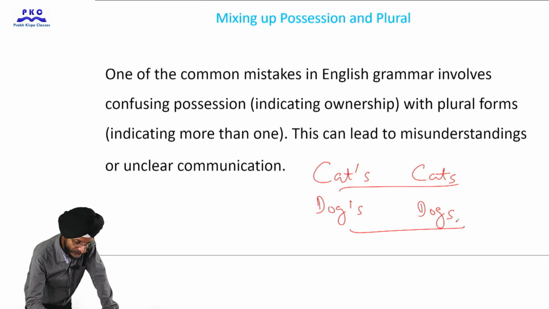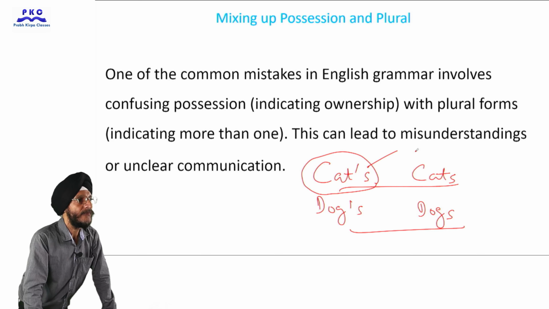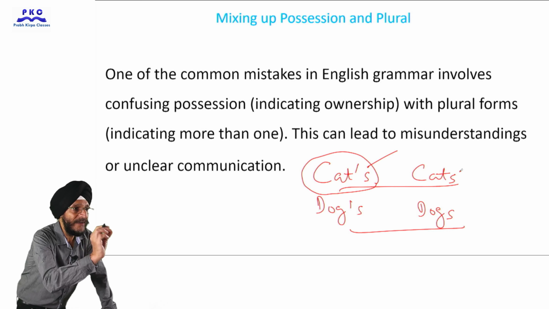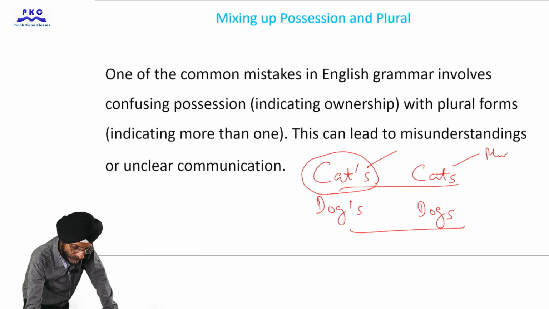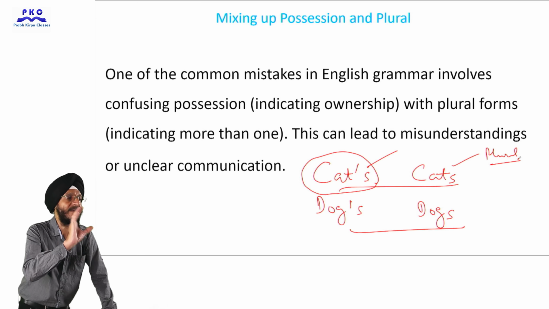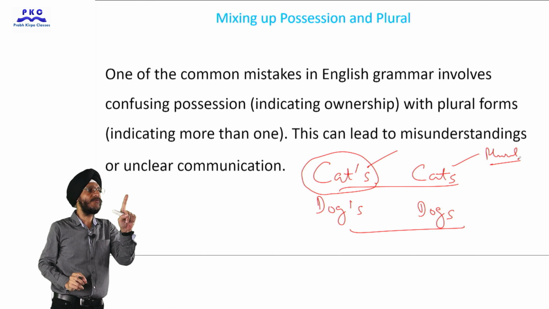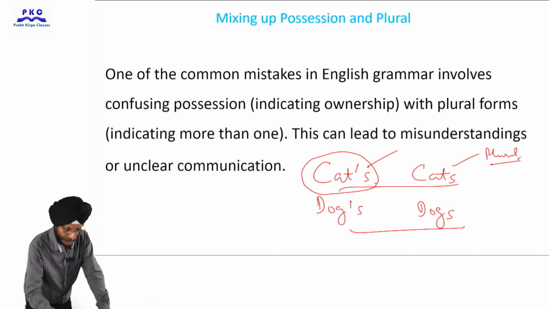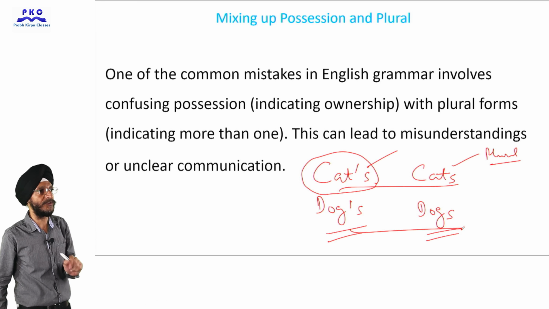Here, cat apostrophe s means possession. Here, cats, where we have added s after cat, means plural, more than one cat. If we simply write cat, it is singular form. If we put s, it becomes plural. Same in the case of dogs: dog apostrophe s and dogs.